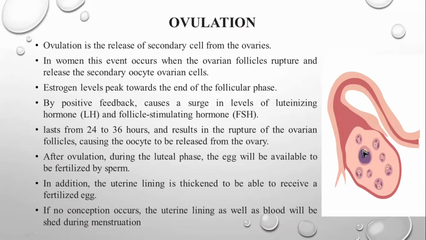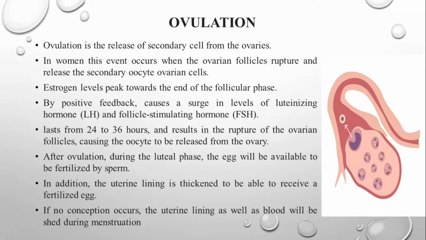At the time of puberty, the layer of the Graafian follicle is peeled off, and the egg, the secondary oocyte, comes out from the outer layer of the ovary and enters into the fallopian tube. In women, this event occurs when the ovarian follicle ruptures and releases the secondary oocyte. The estrogen level peaks towards the end of the follicular phase.